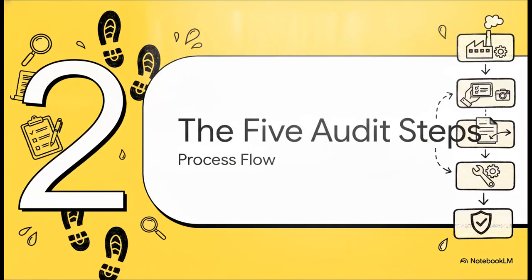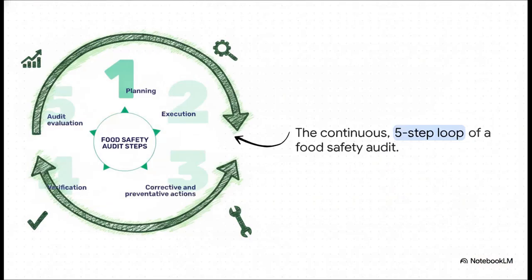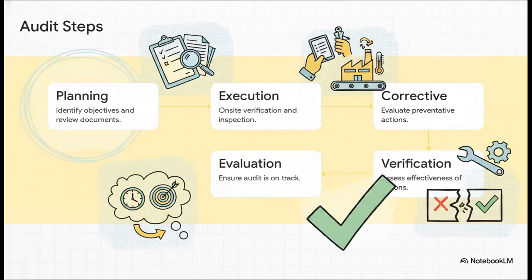Now that we know who is auditing and why, let's move to Section 2, the 5 audit steps. We are going to step right into the shoes of the auditor and look at the actual process flow. The anatomy of an audit is really a continuous loop. It's not a straight line with a definitive endpoint, and that's crucial because it emphasizes that a food safety audit is not just a one-time test that you cram for, pass, and forget about. It is a continuous, never-ending engine for improvement. So, let's walk through this journey chronologically.